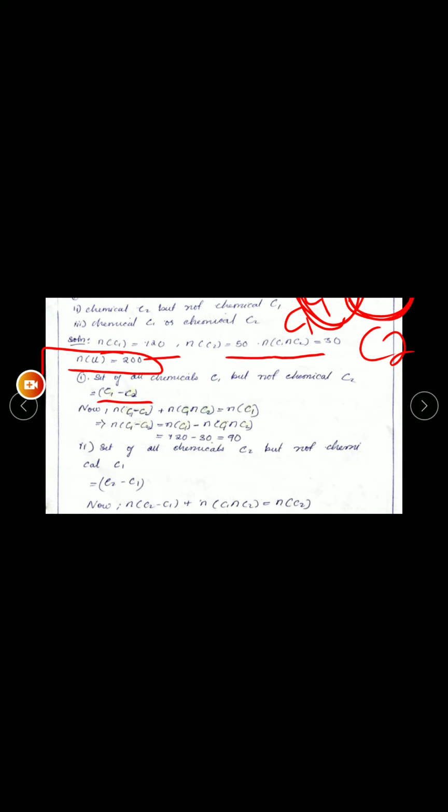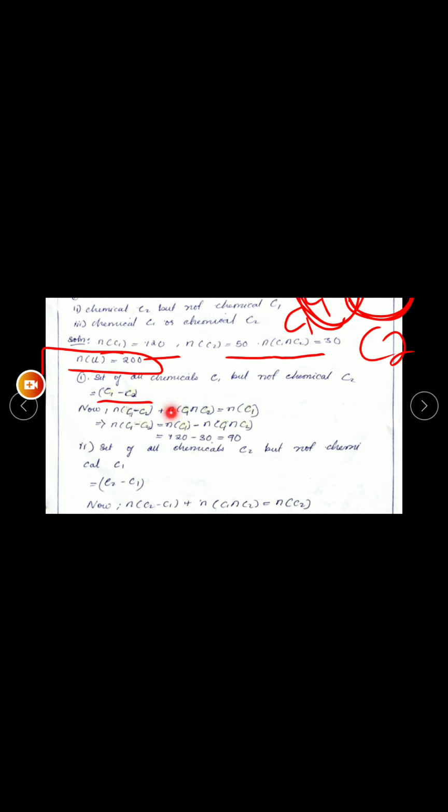So C1 minus C2, where C1 is 123 and C2 is 50 as given here, and C1 intersection C2 is 30. N of the universal set is 200. The set of all chemicals C1 but not chemical C2 means C1 minus C2. So the formula is N(C1 minus C2) plus N(C1 intersection C2) equals N(C1).